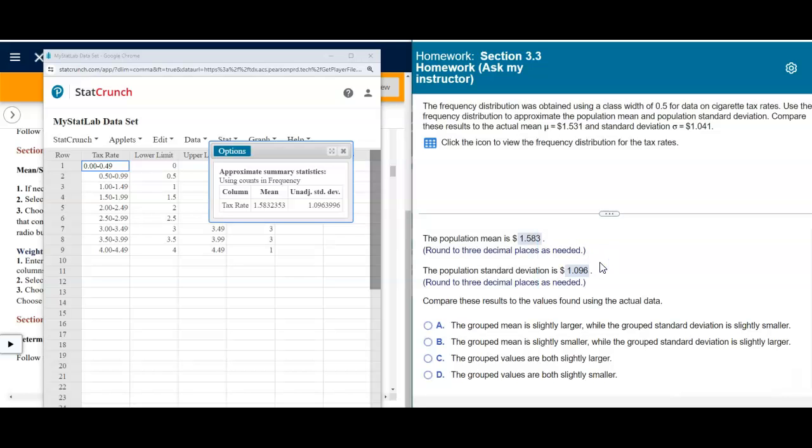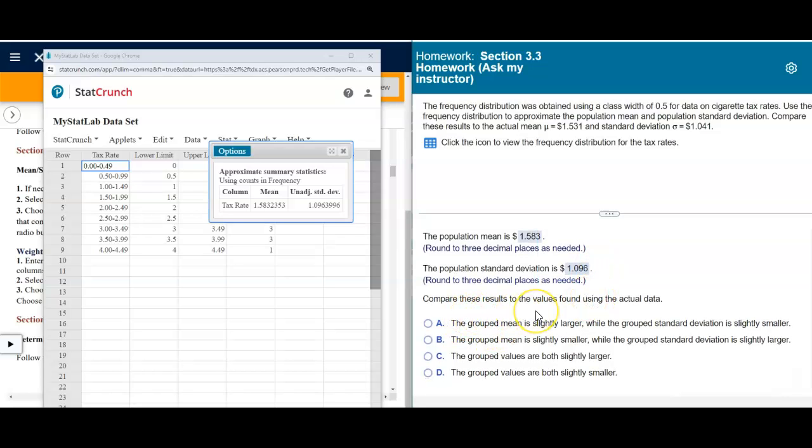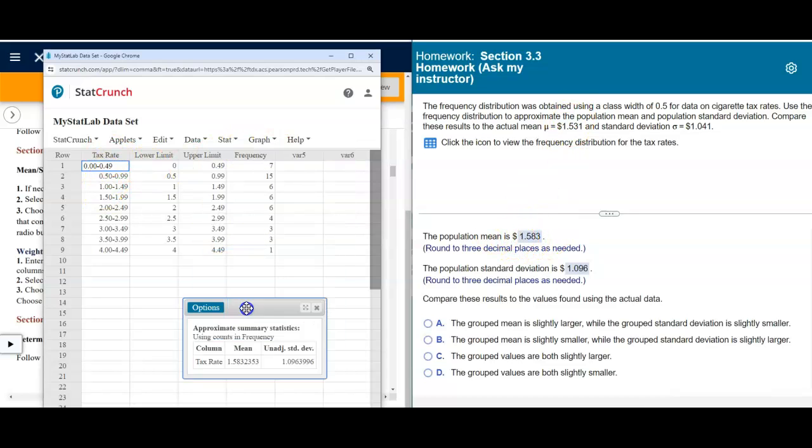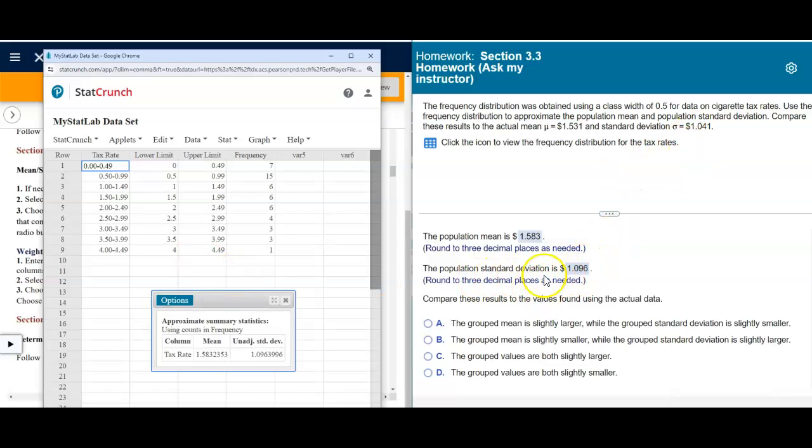Nice work. And then it asks us to compare the results to the values found using the actual data. So the actual data, the mean was $1.531. When we used the bin data, it was 0.583. So it was a little bit higher when we used our bin data. Same thing here, our population standard deviation was also a little bit higher. So we're going to say our grouped values, because remember bins are groups, are both slightly larger.